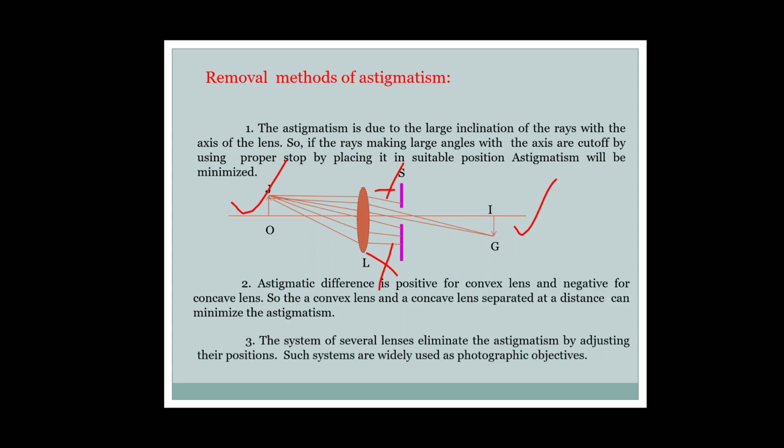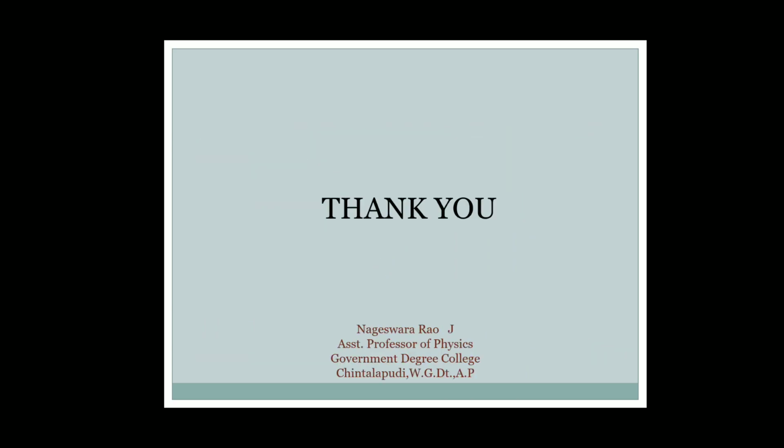Our third method: there is one more method to remove astigmatism, in which a number of lenses situated at different places also removes the astigmatism. The system of several lenses eliminates astigmatism by adjusting their positions. This system of several lenses is widely used as photographic objectives. This is about astigmatism. Thank you.